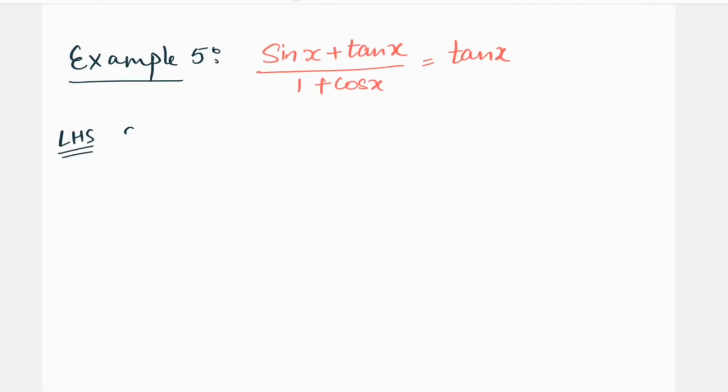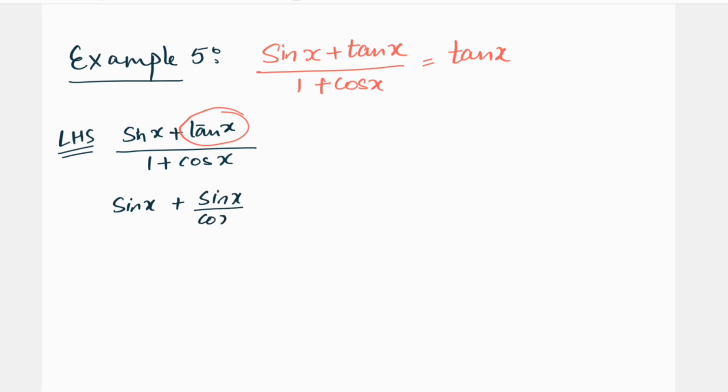In the left hand side, we have sine x plus tan x over 1 plus cos x, right? And on the right hand side, we have tan x. So we have to convert that into tan x. So the first step that I'm going to do is convert tan into sine and cos, because that's an easier thing to do. So let's do that. So we have sine x plus sine x over cos x, over 1 plus cos x.